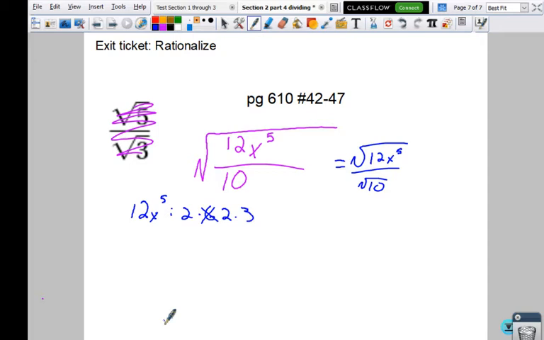If it's x to the 5th, how many x's is that? 5. 1, 2, 3, 4, 5. Okay? So what gets kicked out of this top one?